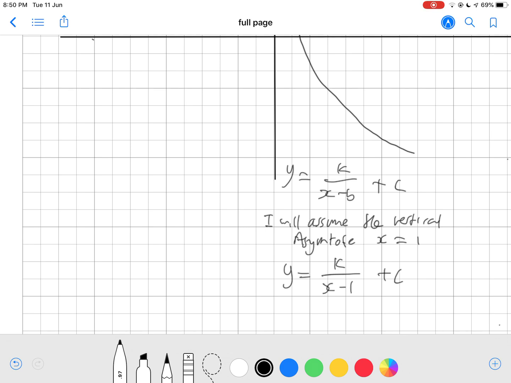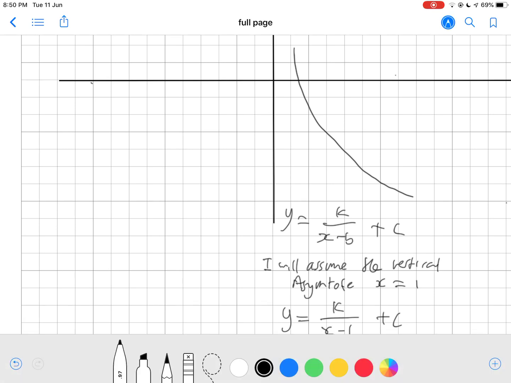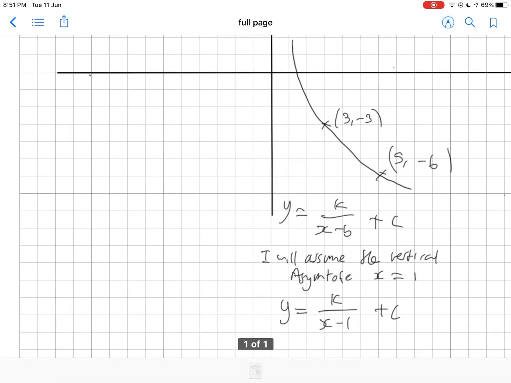So now we're going to substitute 2 points into the equation. We'll say that this point right here is (3, -3), and this point here, counting 1, 2, 3, 4, 5, and down 6, is (5, -6). So those are the 2 points we're going to substitute.